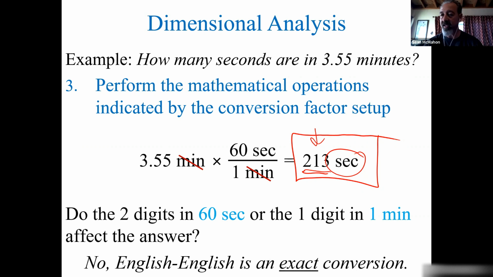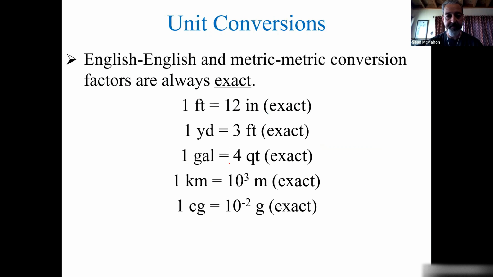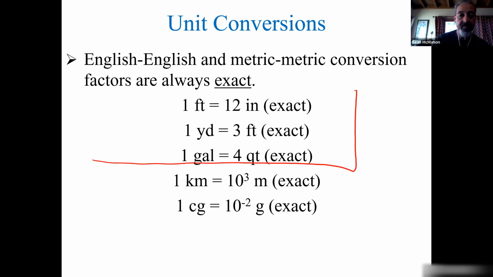So the 2 digits in 60 seconds don't affect it. Neither does the 1 digit in minute, because it's an English to English, exact conversion factor, right? You never use 1 anyways to determine sig figs, but in this case, we're treating it as an exact number. So all of these English to English conversion factors, we don't use the numbers, we treat them as exact. I didn't measure this out. I just know it. It's an exact number.